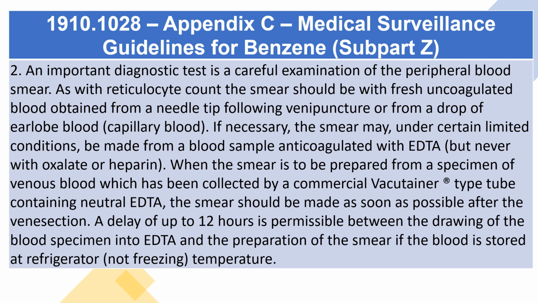If necessary, the smear may, under certain limited conditions, be made from a blood sample anticoagulated with EDTA, but never with oxalate or heparin. When the smear is to be prepared from a specimen of venous blood which has been collected by a commercial vacutainer type tube containing neutral EDTA, the smear should be made as soon as possible after the venesection. A delay of up to 12 hours is permissible between the drawing of the blood specimen into EDTA and the preparation of the smear if the blood is stored at refrigerator, not freezing, temperature.